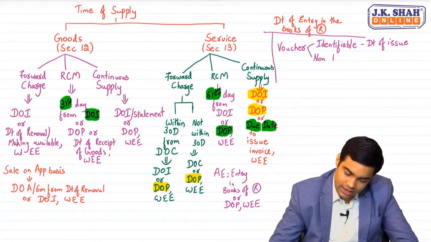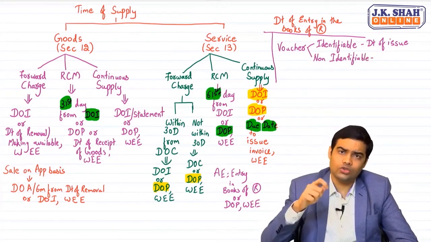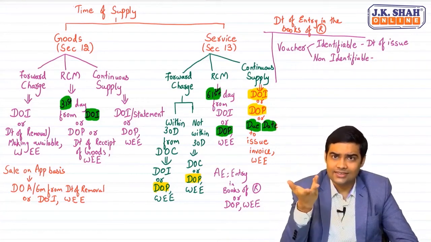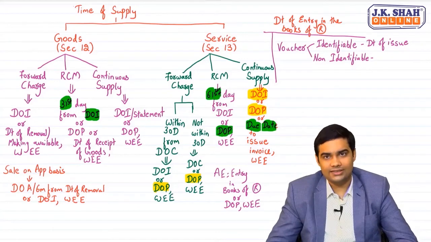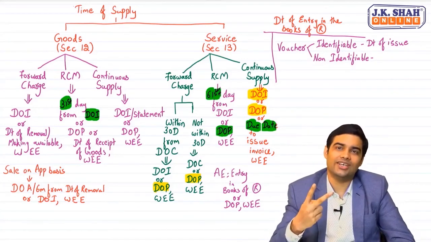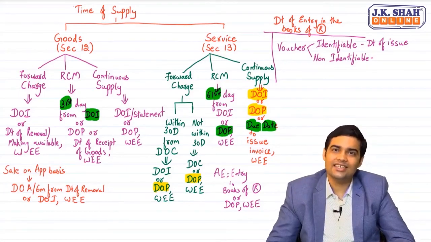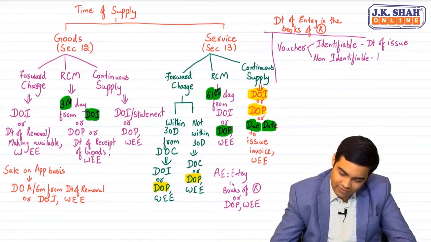Non-identifiable vouchers are where you can use it for a variety of goods or services. Now you tell me, what do you think? Tax is on vouchers or underlying goods or service? Obviously the tax is on underlying goods or service. If it is a non-identifiable voucher, when it is issued, do you know the rate of GST? The answer is no. So that's why for non-identifiable vouchers, it would be date of redemption.